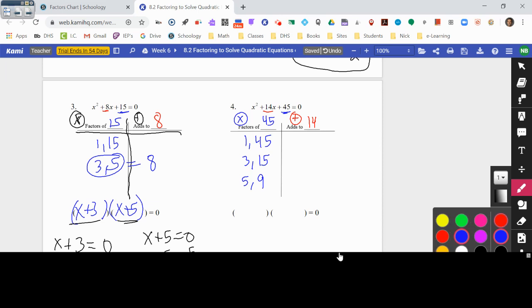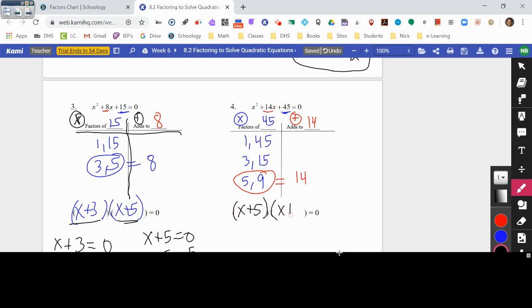And out of those 3 factor pairs, the one that adds to 14 is going to be this 5 and 9. So 5 plus 9 gives me 14, right? So that's what I'm going to put into my parentheses here. So now I can finish factoring this problem by saying that we have x plus 5 times x plus 9 is equal to 0.